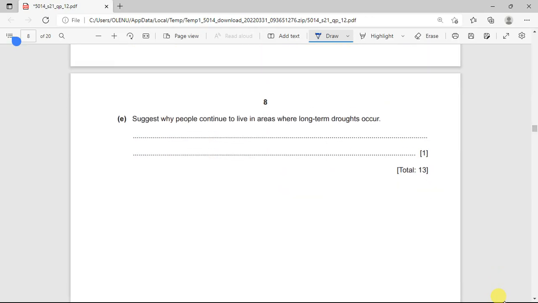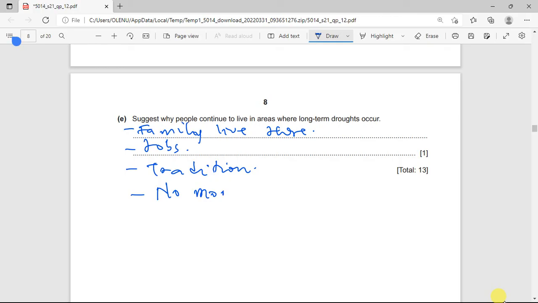Now, suggest why people continue to live in areas where long-term drought has occurred. Most of the time, it is because of family ties, because their family lives there. Also because of their jobs, because of tradition. Another time, there is no money to move. That's it.